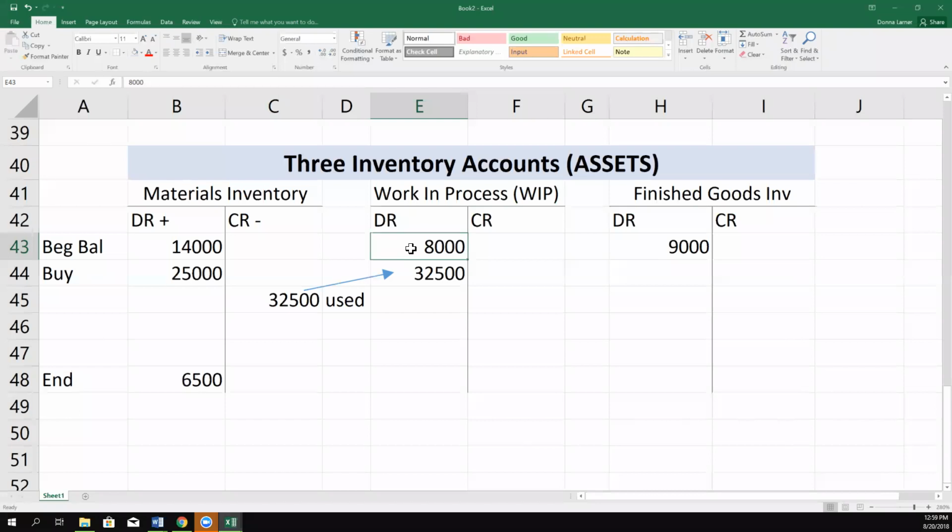They weren't able to finish those dining room tables, but they got a good start on them. And they left them so that when they came back March 1st, they could just pick up where they left off and finish those tables. 8,000 represents all the costs they had already put into those dining room tables in February.